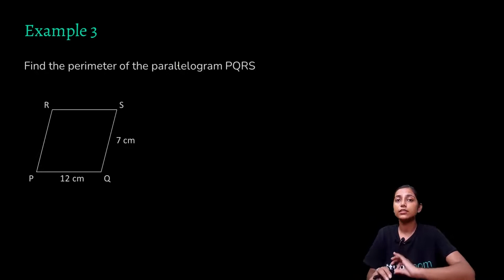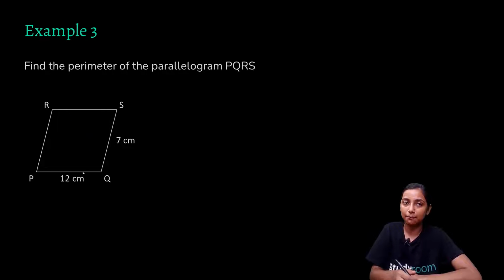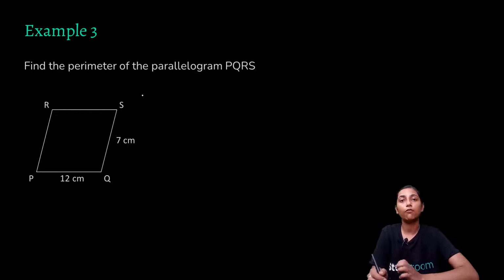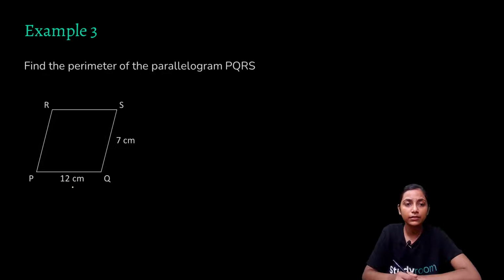And we are just going to use this property in this example. Example number 3, you can see that we need to find the perimeter of this parallelogram PQRS, right? So what does perimeter mean? Perimeter is actually the sum of all sides. We are given the length of sides PQ and QS. If we are able to find the length of sides RS and RP, then we can find the perimeter because we will add all these to get the perimeter of this parallelogram.